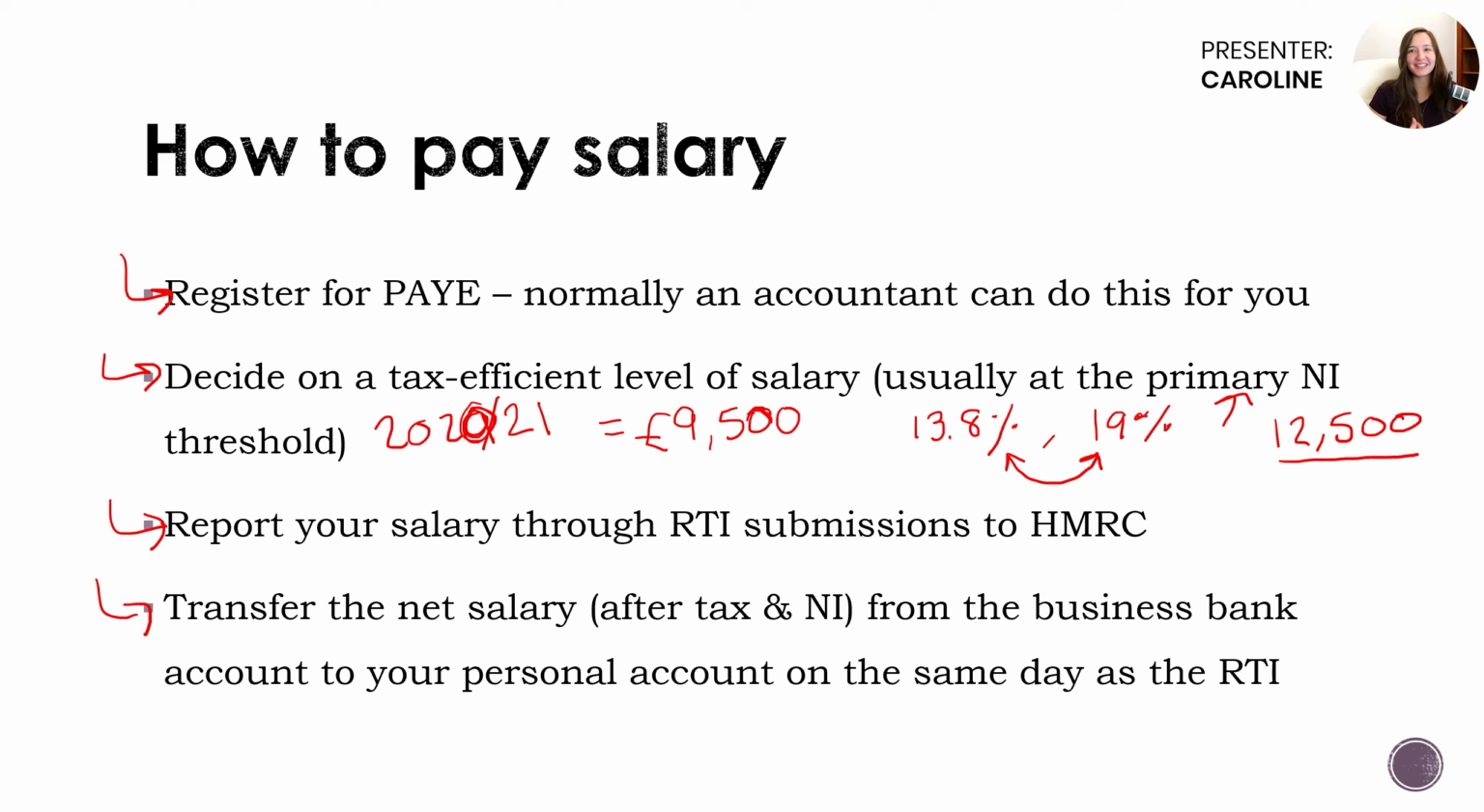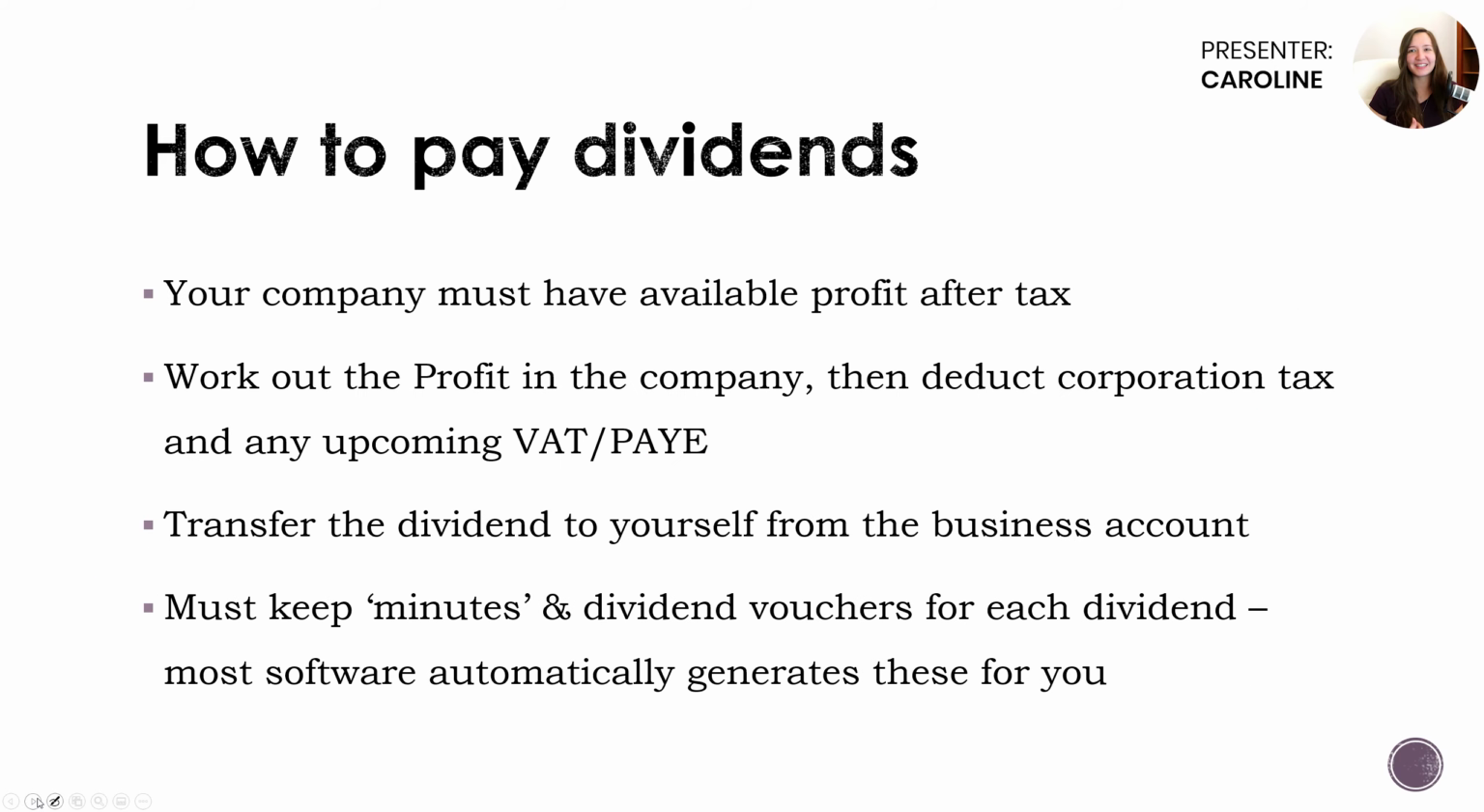Most of this will be taken care of by an accountant, so the registration process, deciding your tax efficient salary, you just have to give them your previous employment income or any other income you've received during the year. Then the salary would be reported through the RTI submission, and you can set up that transfer to yourself for the net amount. So there's a lot more steps involved here because there are requirements to report salary, whereas, which we'll see in a second here, dividends are a bit different.